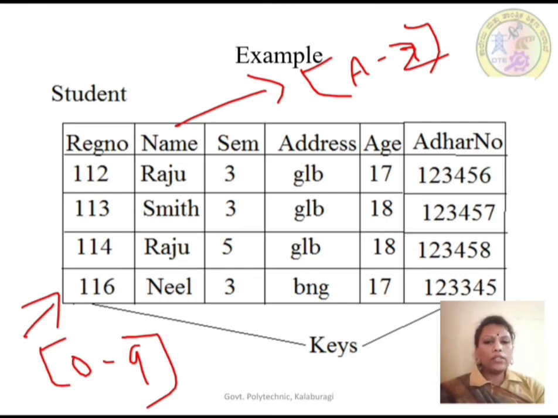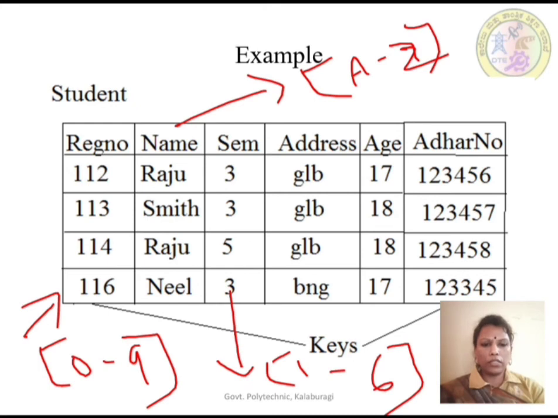What is the domain of SEM? You cannot enter 0 to 9 here. For diploma students, it should accept only 1 to 6. It should not accept 0, right? There is no SEM called 0. There should be first SEM, second SEM, third SEM, fourth SEM, fifth SEM, sixth SEM. For engineering, it is 1 to 8 SEM. So for diploma students, the SEM is 1 to 6. This is the domain for semester.